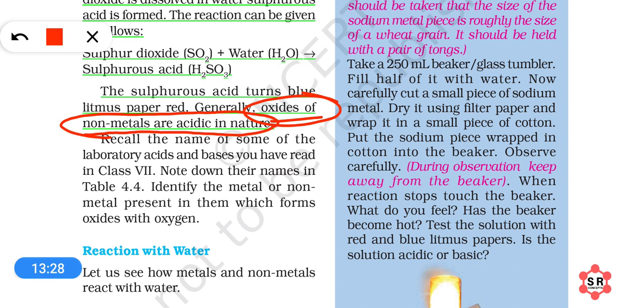So this is very important. What we have learned so far is that metals react with oxygen to produce metal oxides which are basic in nature, but non-metals react with oxygen to produce oxides which are acidic in nature.